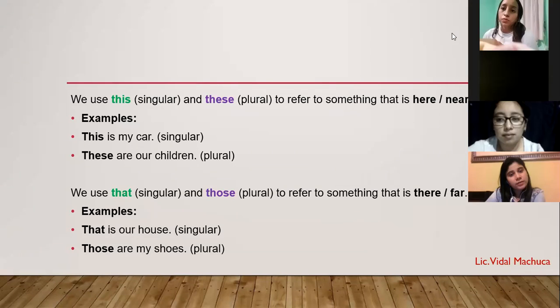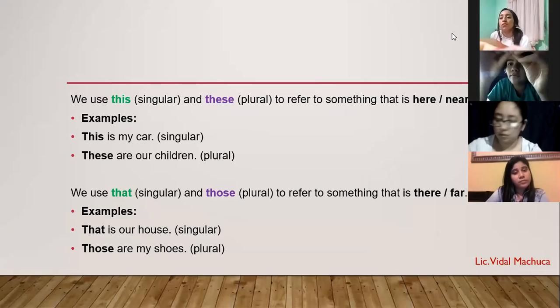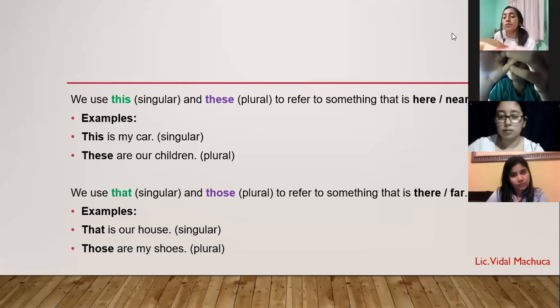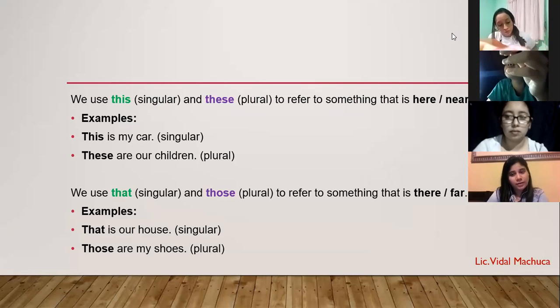Entonces, eso estamos refiriendo a algo que está lejos. Ahora, Brenda Cruz, those are my shoes. ¿A dónde están los zapatos? ¿Cerca o lejos? Lejos, ya, yes, porque digo, those are my shoes. O al menos a una distancia que yo no están reachable, o sea, no los puedo alcanzar, ¿ya? Those. Entonces nos estamos refiriendo a eso.